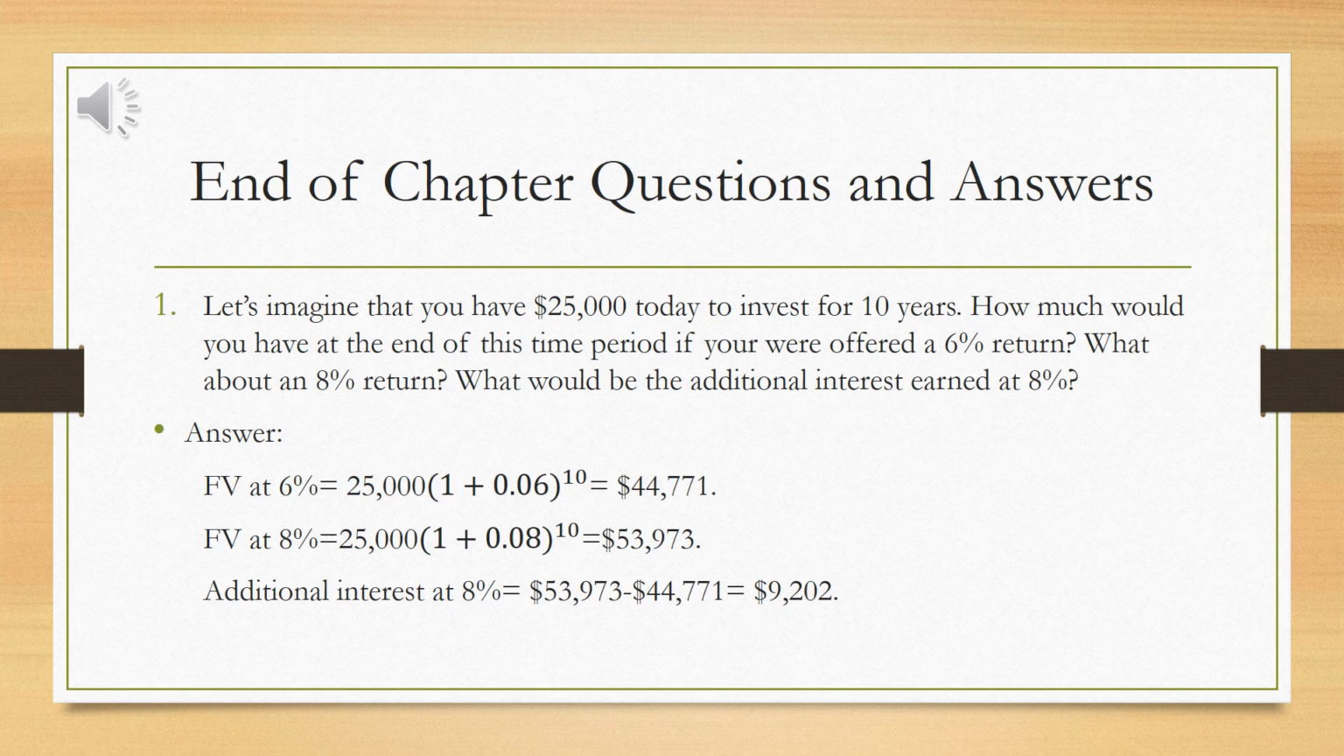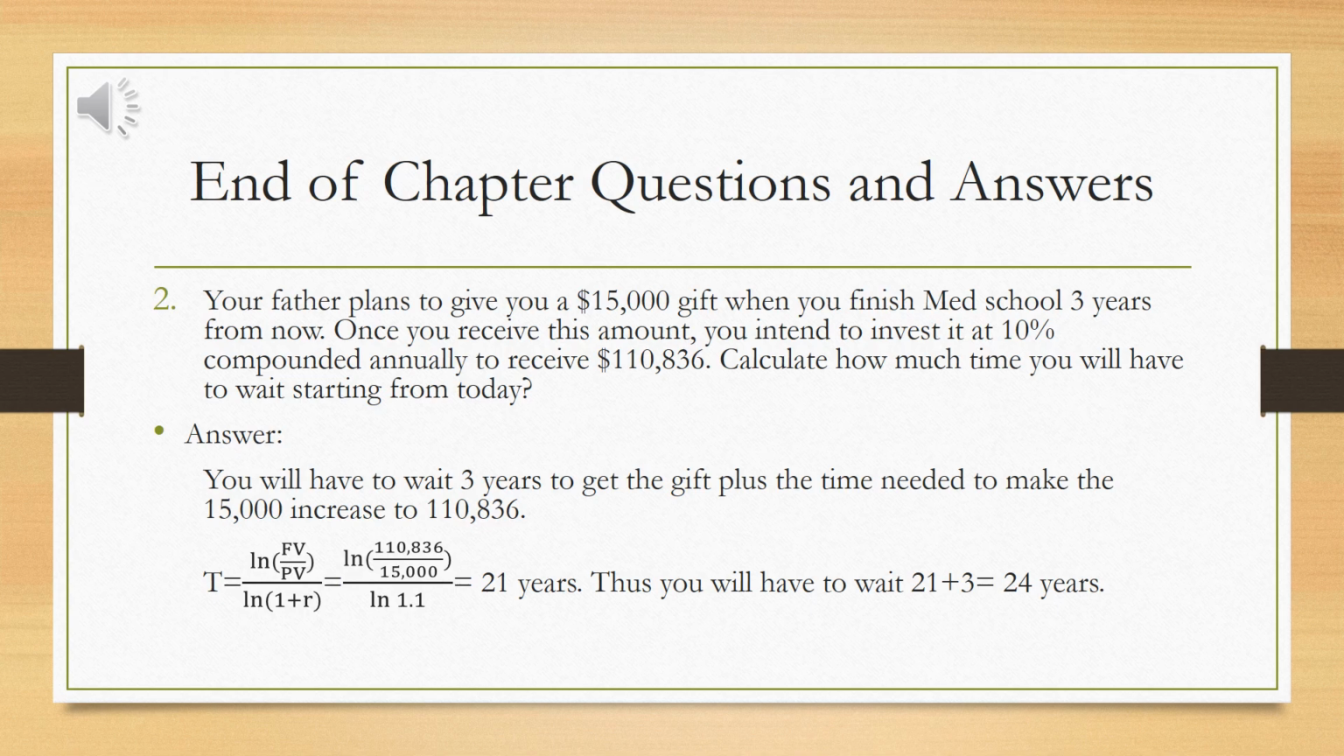53,973. To find the additional interest at 8%, we simply do the future value at 8% minus the future value at 6%, which is equal to $9,202. Your father plans to give you a $15,000 gift when you finish med school 3 years from now. Once you receive this amount, you intend to invest it at 10% compounded annually to receive $110,836. Calculate how much time you will have to wait starting from today.